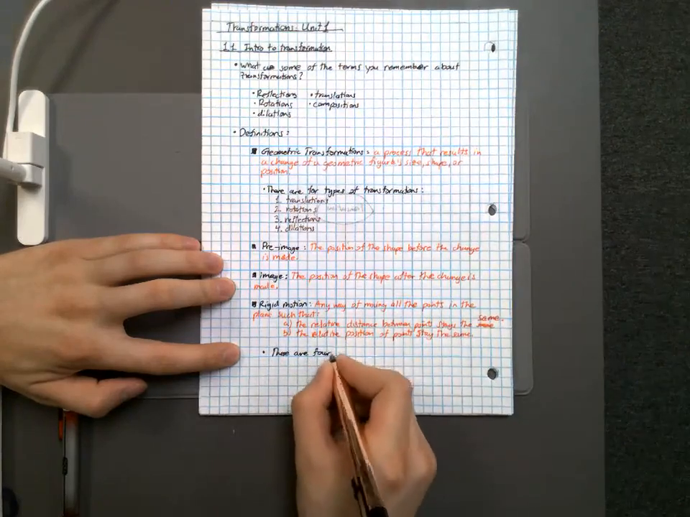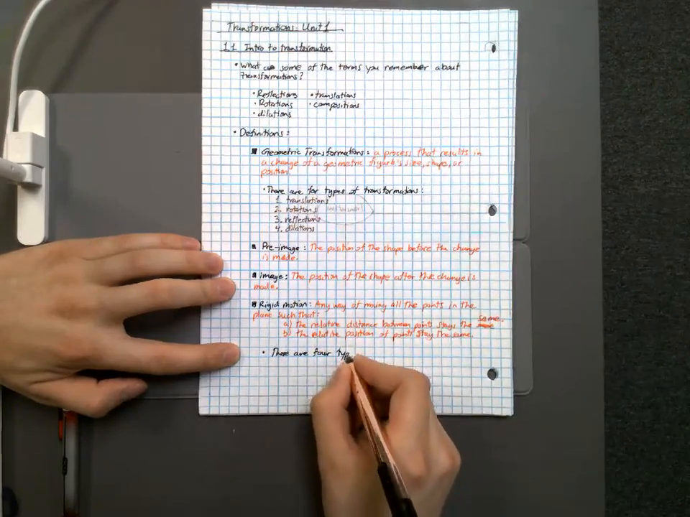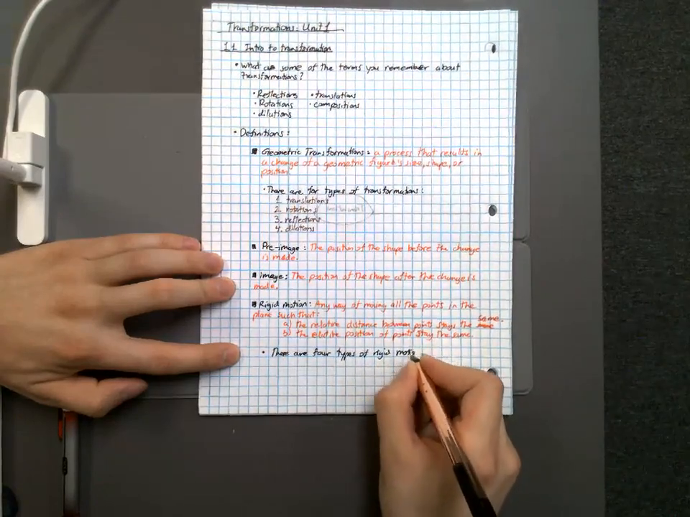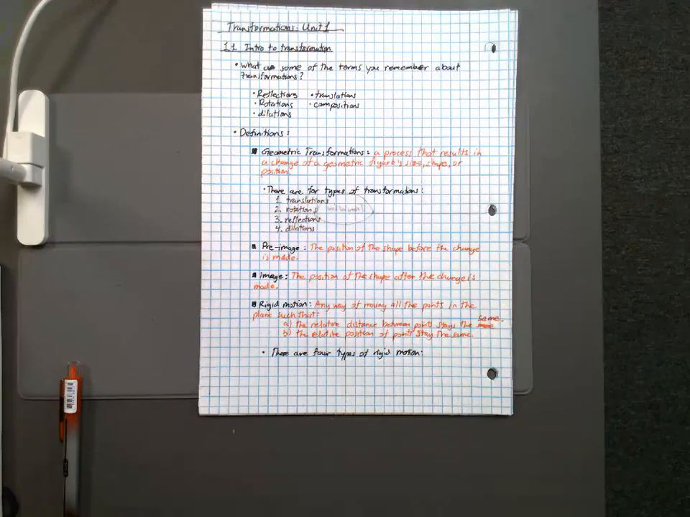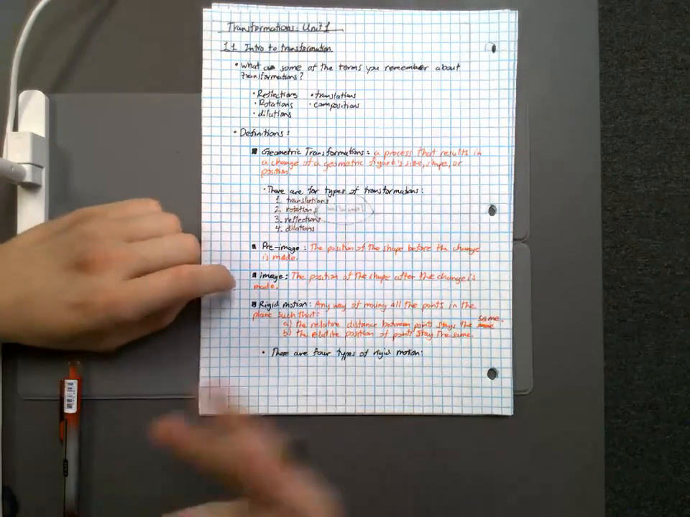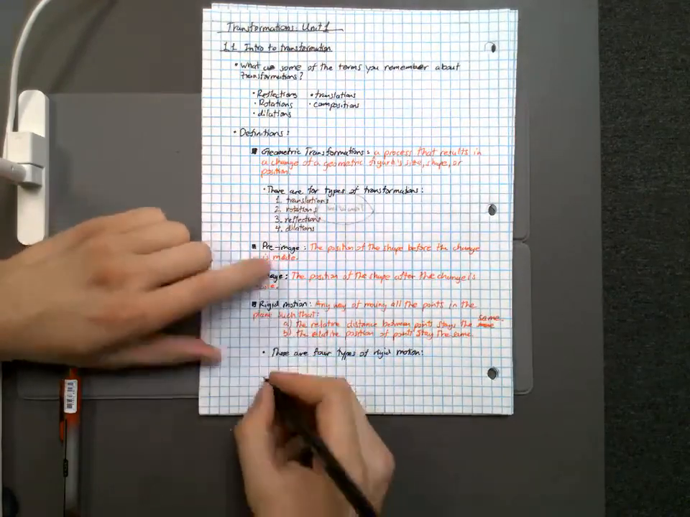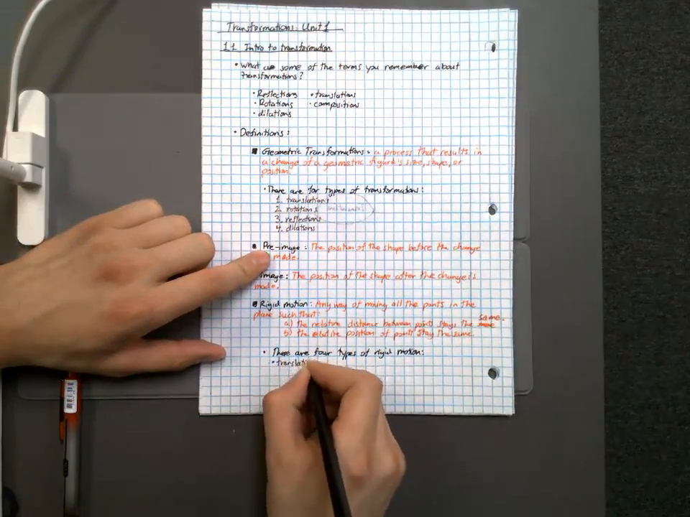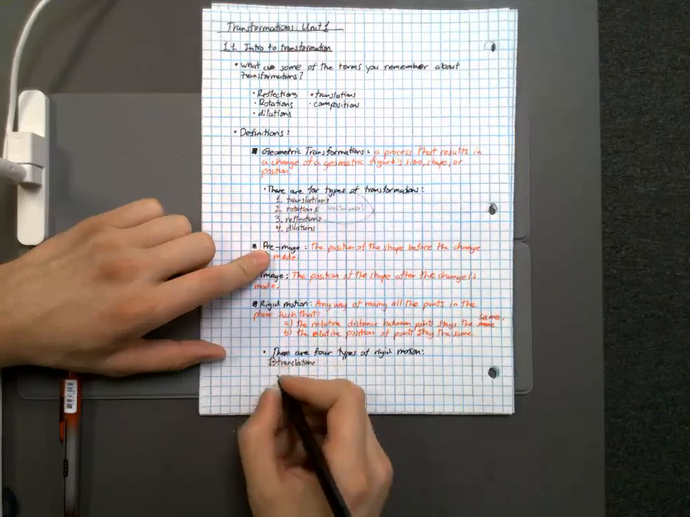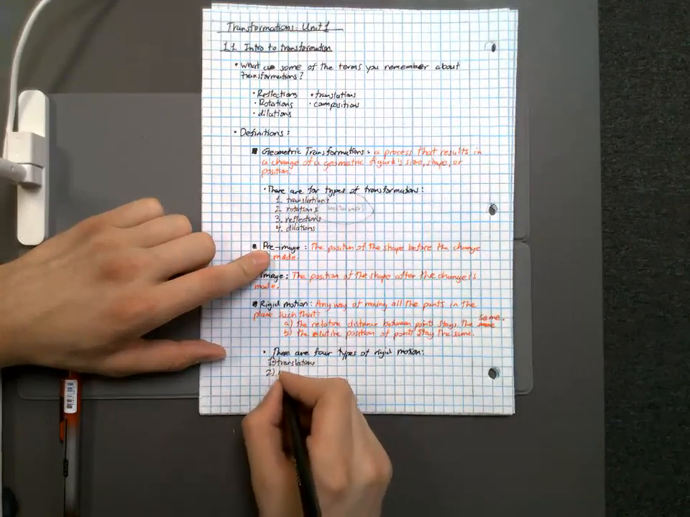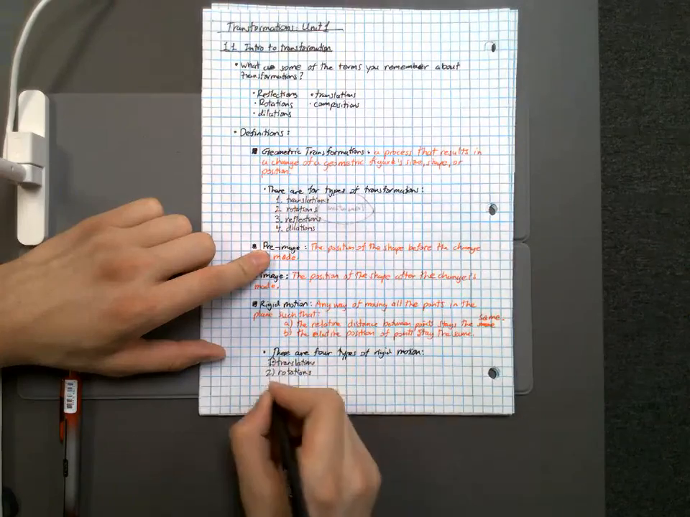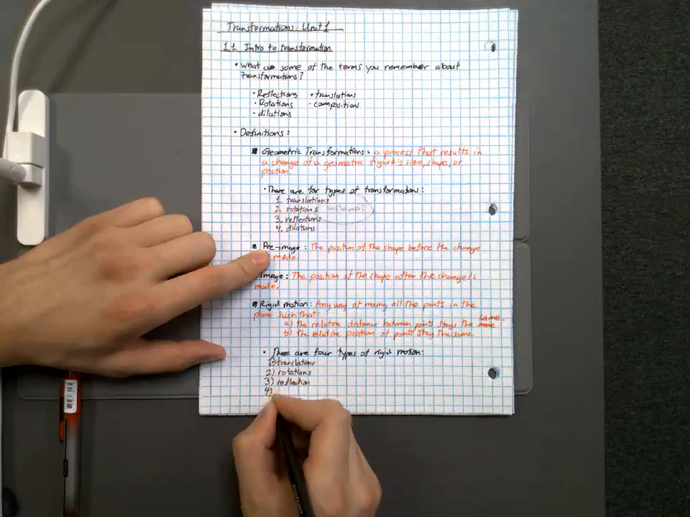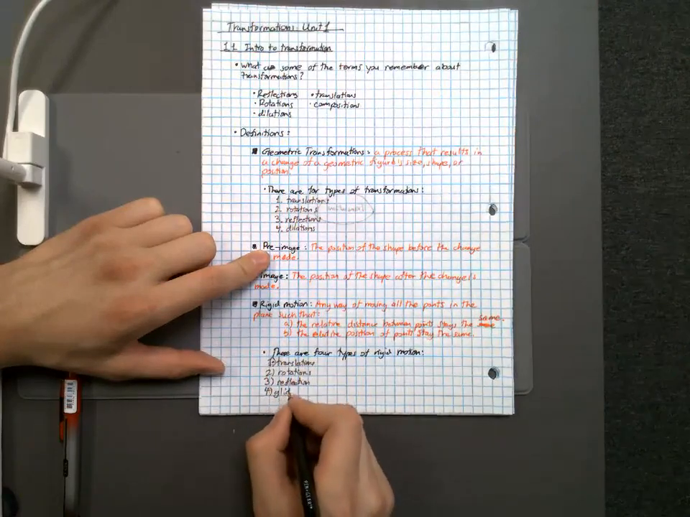There are four types of rigid motion. First one being, now three of these we've already talked about above up here. Those three are: one, translations, two, rotations, three, reflections, and four, glide reflections.